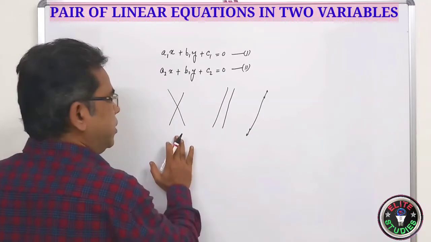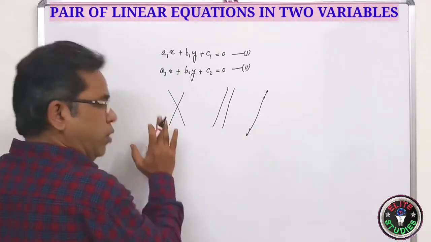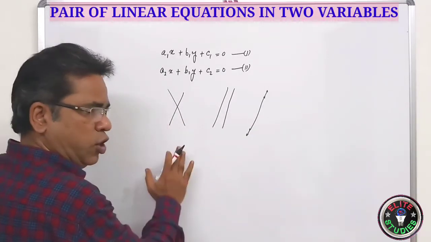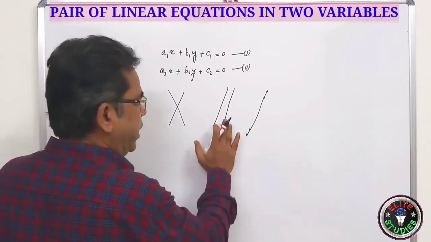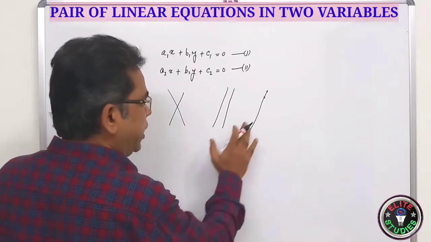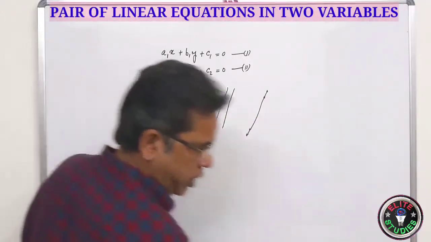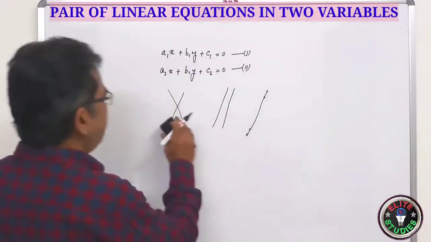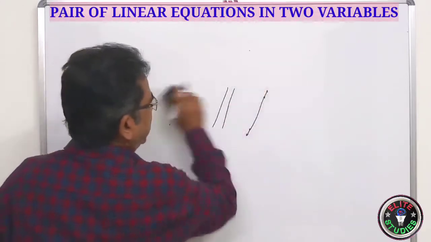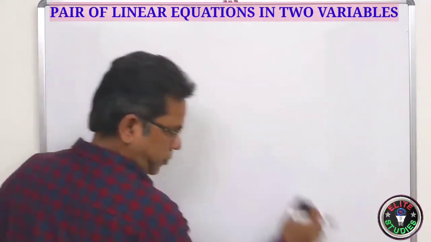If it is like this, it will be a unique solution. This is exactly one solution. This will have no solution. Here in this case, there will be infinitely many solutions. To understand this, let us take a simple example. Take a very simple example.